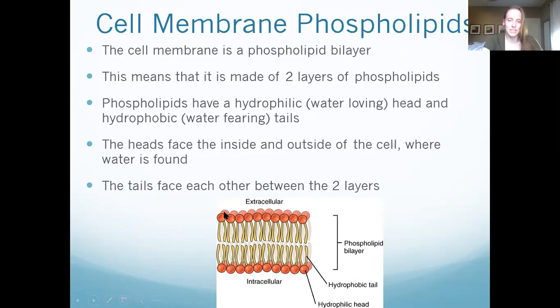So these, kind of like the red ball with the two little yellow things dangling off of it, that is a single phospholipid. And then we have two layers that face one another. That is the phospholipid bilayer.